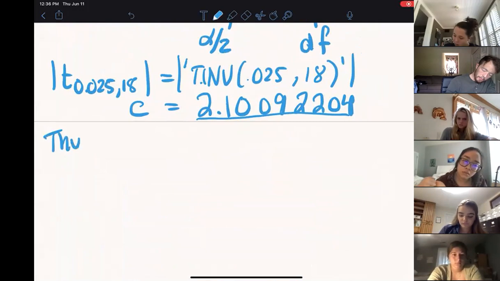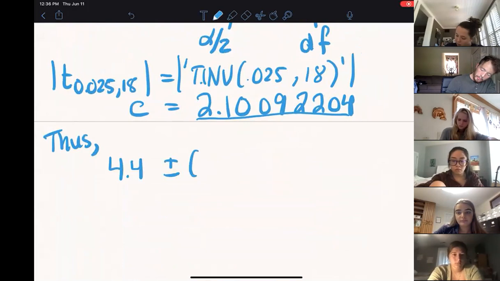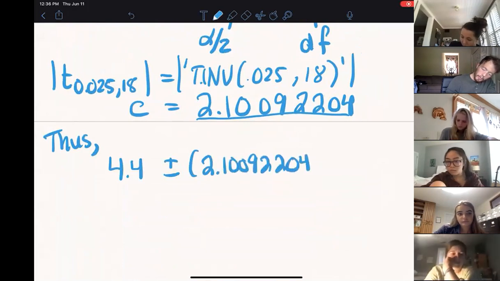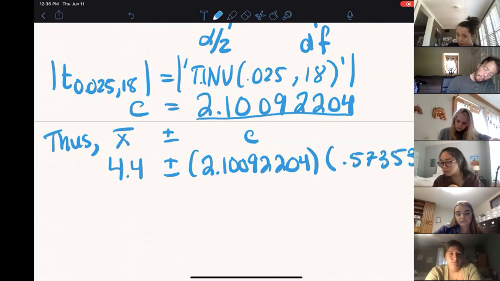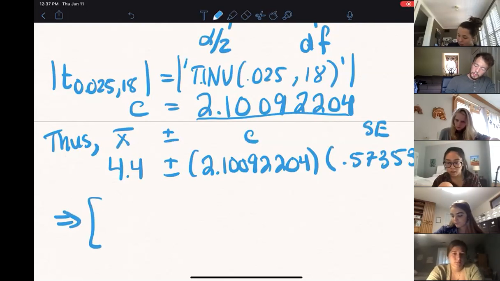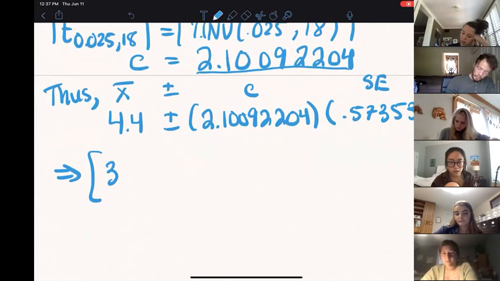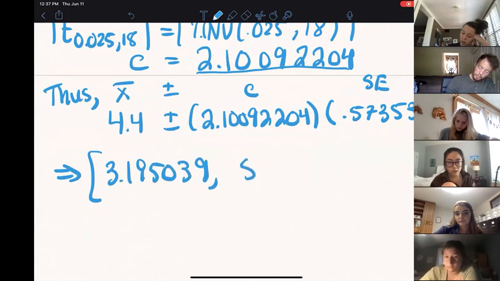Thus, we have 4.4 plus or minus 2.10092204. That's our C value, and this is our X bar. And then we want our standard error, which was 0.5735539, I believe, around there. So if we do all of this arithmetic, we will get a confidence interval from here to here.